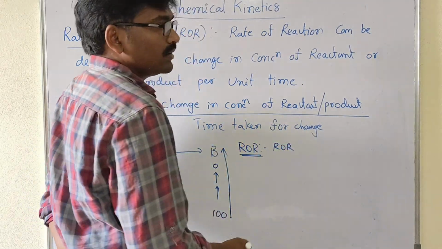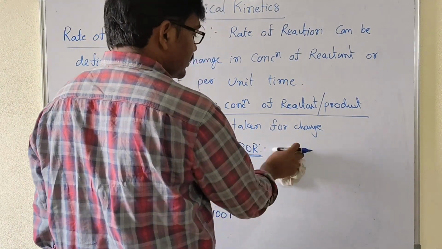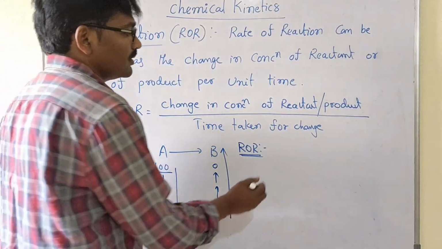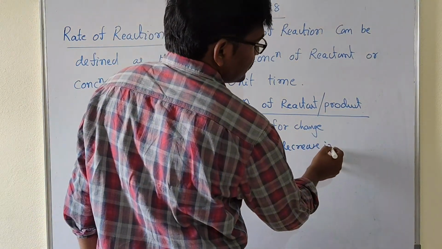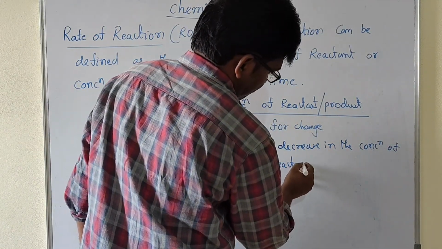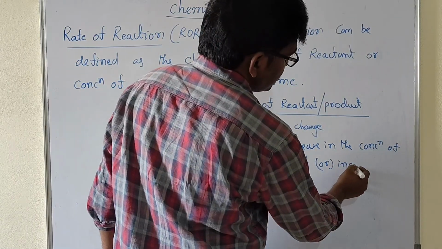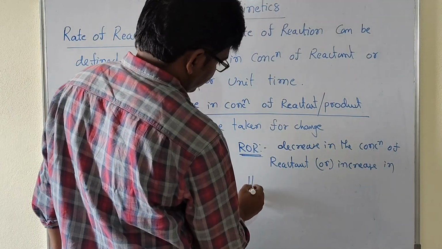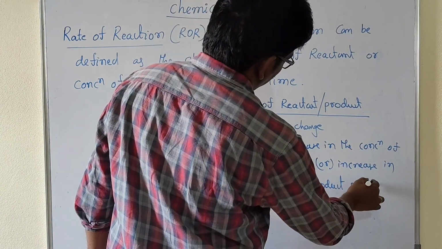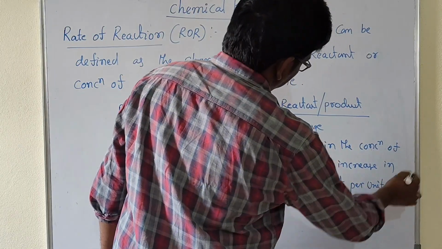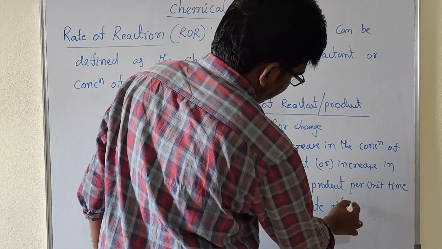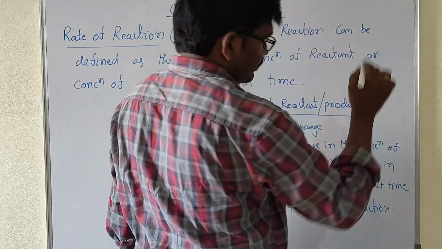Rate of reaction can be defined as the change in the concentration of reactant, nothing but the decrease in the concentration of reactant, or the increase in the concentration of product per unit time. This is called the rate of reaction. We can also define it like this.